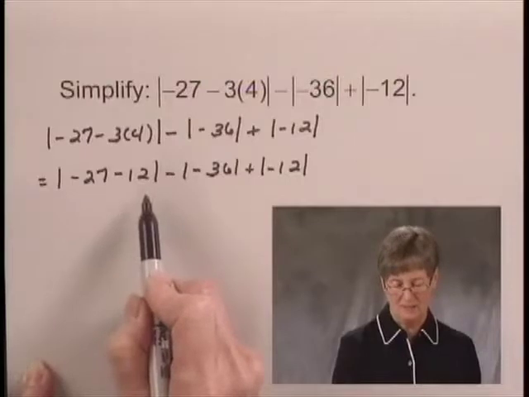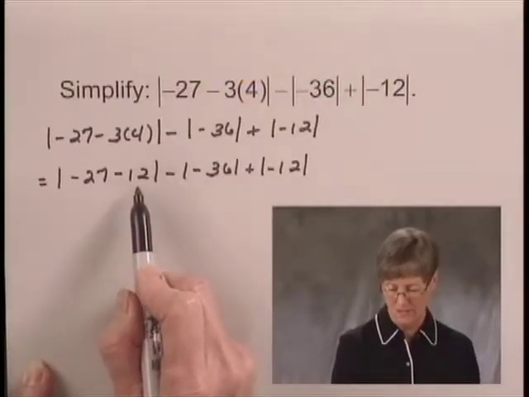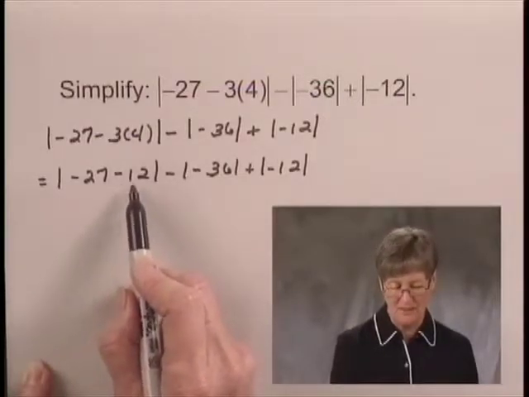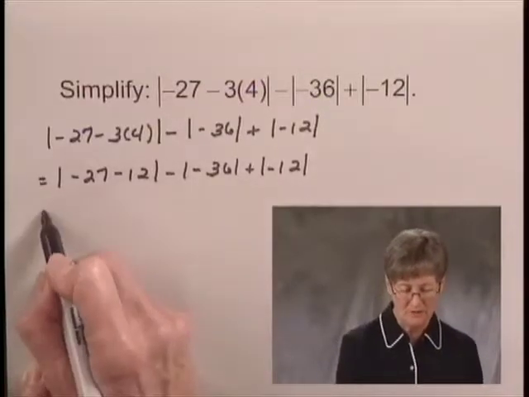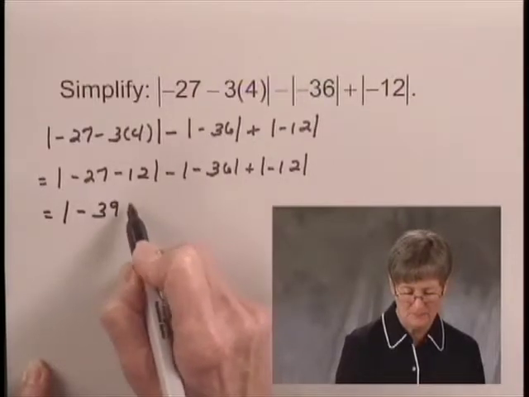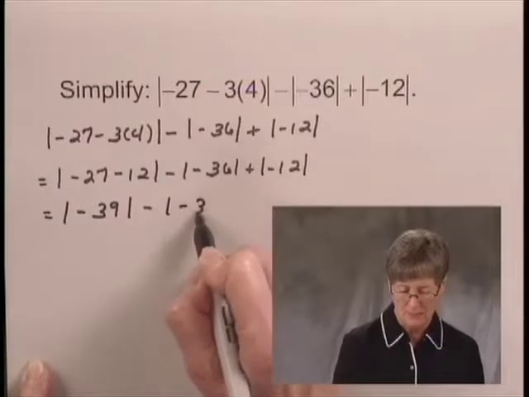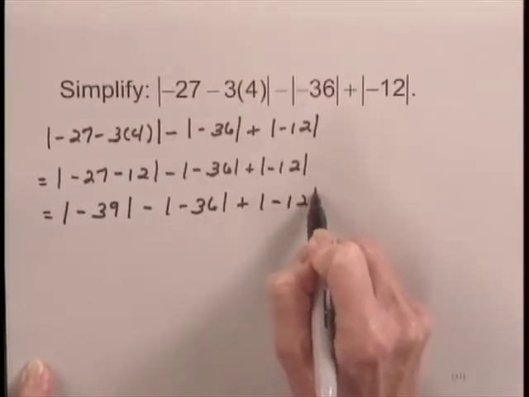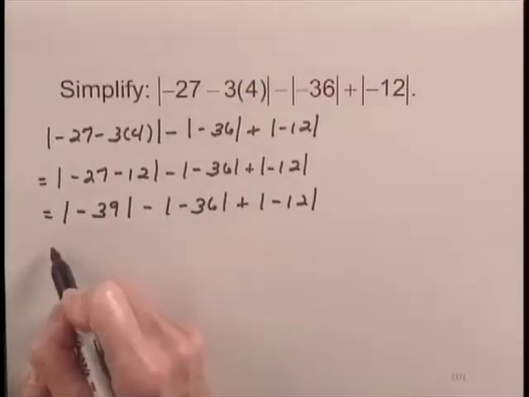Now inside this pair of absolute value symbols, I have negative 27 minus 12. I can think of this as negative 27 plus the opposite of 12, or negative 27 plus negative 12. And the result is a negative number, it's negative 39. So I have the absolute value of negative 39 minus the absolute value of negative 36 plus the absolute value of negative 12. And now let's find these three absolute values.